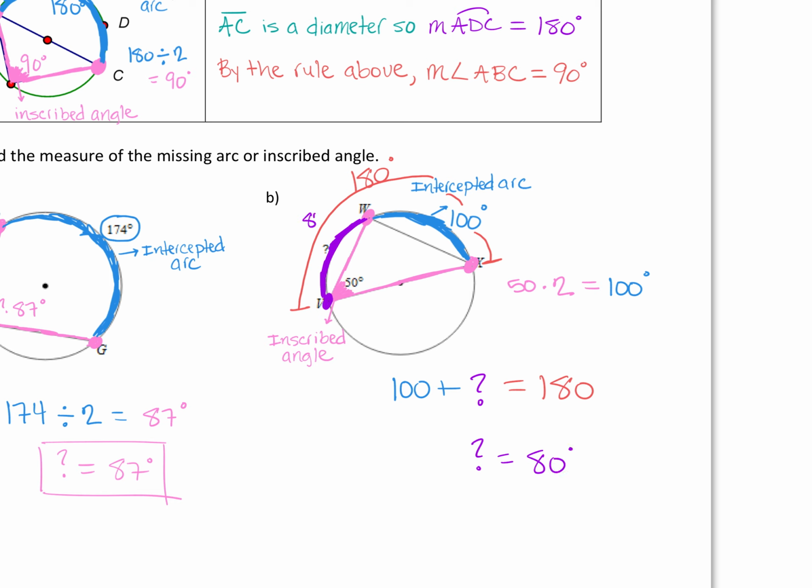Well, the question mark has to be 80 degrees. So this is 80. And if you can't do that in your head, basically what I ended up doing is party walling it up and subtracting the 100 from both sides so that we get the question mark by itself to find out that it is equal to the 80 degrees.